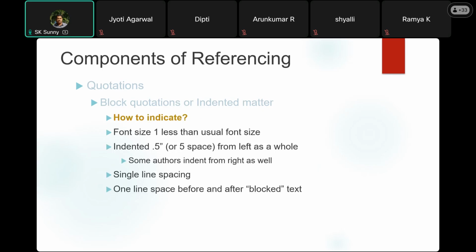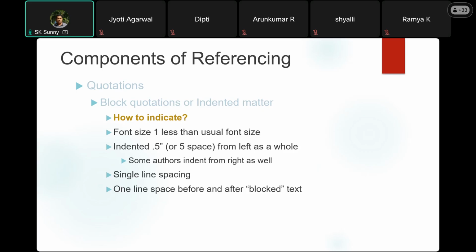The font size of a block quotation is 1 less than the usual font size. Suppose you are writing your research paper with font size 12, the block quotation should be 11. It should be indented 0.5 inch or 5 spaces from the left. Some authors also indent from the right as well. There is no rule of thumb, I said, but 1 point lesser font size, 5 spaces indented, single line spacing, and 1 line space before and after the block text.